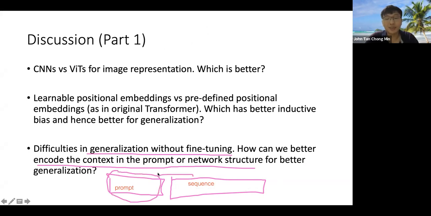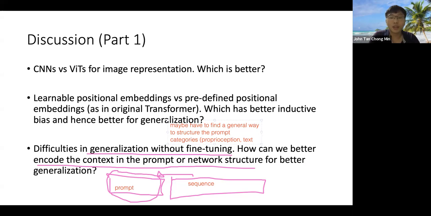If you ask someone to learn a new task, and instead of describing the task to him, you just give the person another part of the task that you will see later on, saying this is the right sequence, it is kind of weird. The prompt shouldn't be the sequence itself. I think it might be better to find a general way to structure the prompt. This general way can be in terms of categories, like proprioception, text, image, or maybe you can just describe the task in text.